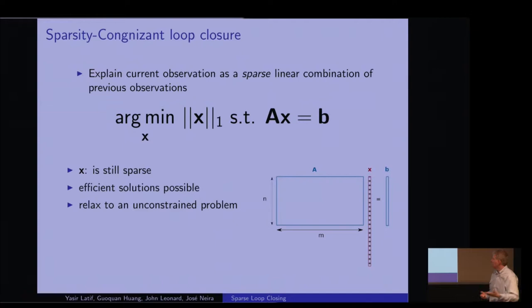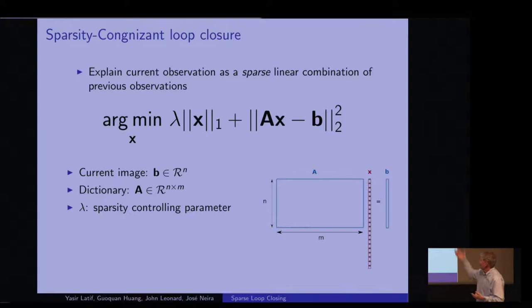Now, when we relax the problem and we set it up in the next slide, come on, with this parameter lambda, which is one of the tricky things, don't ask me about lambda, but a sparsity controlling parameter that will help us to get the right blend between explaining with a small number of previous images, but also getting good accuracy. And so here we can basically then cast it into an efficient L1 minimization problem.